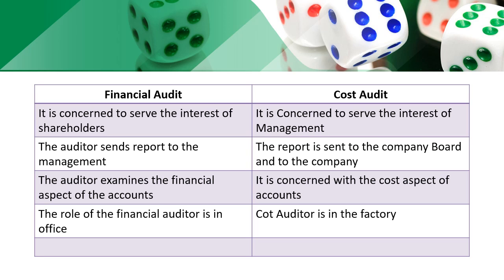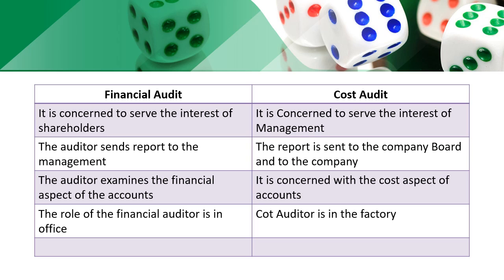Next point says the auditor sends reports to the management, but in case of cost audit, the report is sent to the company board and to the company. So financial audit reports are more concerned with the management but not with the company. But in case of cost audit, whole company reports are required to be sent to the company. Then next, the auditor examines financial aspects of the accounts. It is very simple, because the financial auditor has been assigned the task of financial aspects, hence he examines the financial areas only. And under cost audit, it is concerned with the cost aspects of accounts.